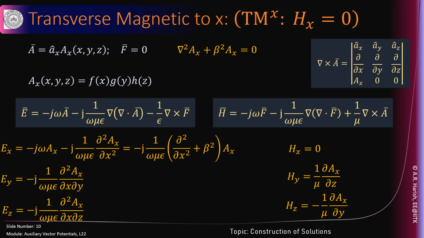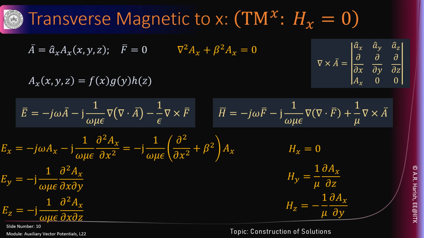Why are we doing this? When you are trying to solve a problem, if I want to find out TM to x modes of a particular problem, then if you have these equations with you handy, it's very easy to calculate the electric and magnetic fields in terms of Ax. The process usually is, the moment I ask you to compute a particular solution to the wave equation, let's say TM to x solution, you make an appropriate choice for A and F. If it is TM to x, choose A equal to x cap Ax and F equal to 0.